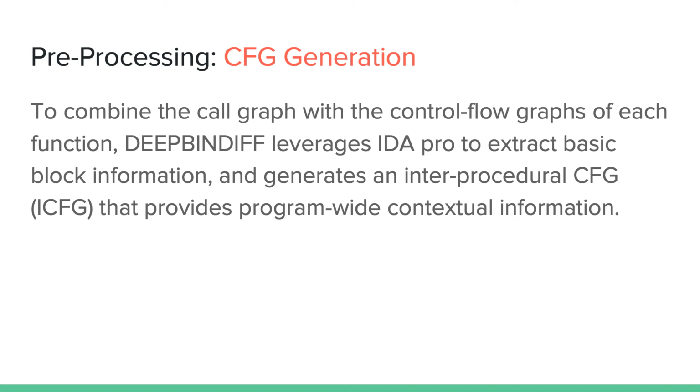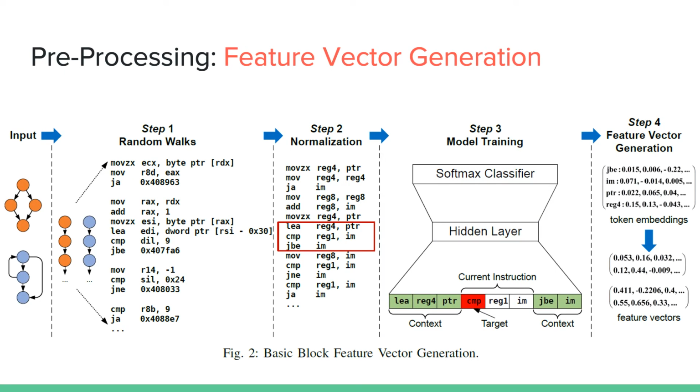This gives program-wide contextual information. All right, feature vector generation, the more fun and interesting part. What BinDiff does is it creates a series of random walks through the ICFG it generated, and each random walk is limited to 5 basic blocks, and each basic block occurs in at least 2 random walks. So what they're doing is basically covering all possible control flow paths through their program.